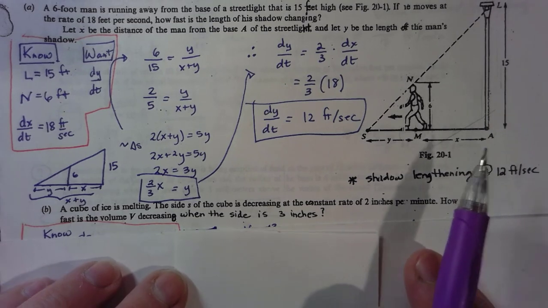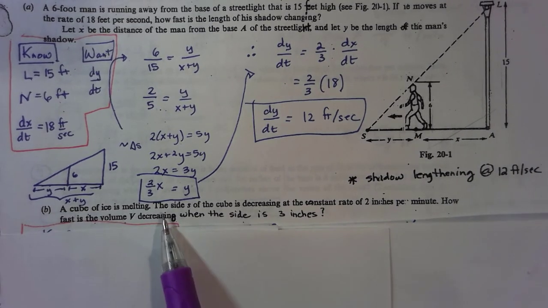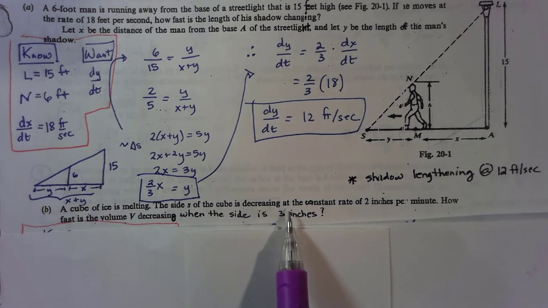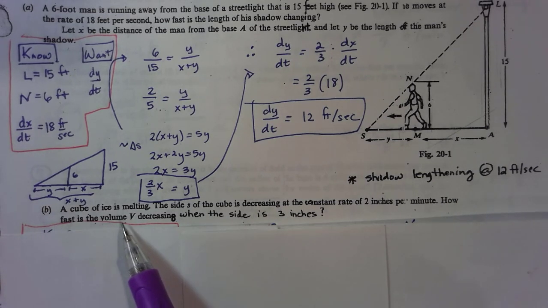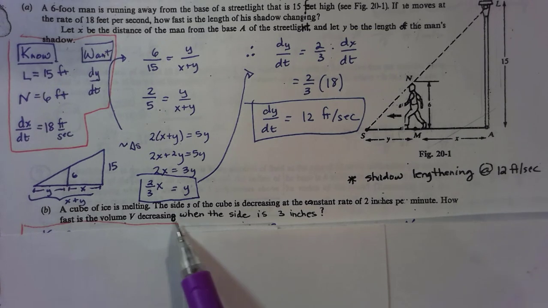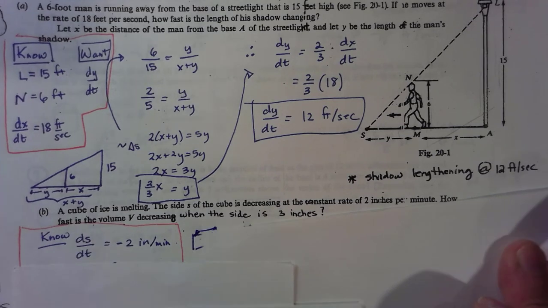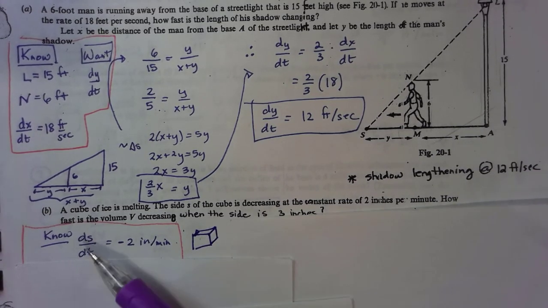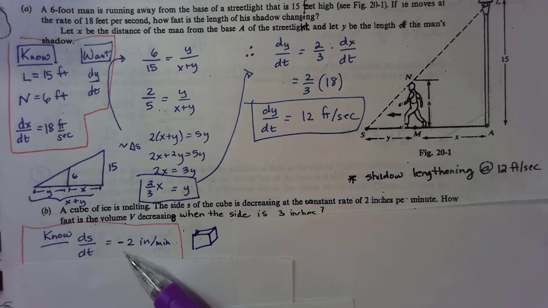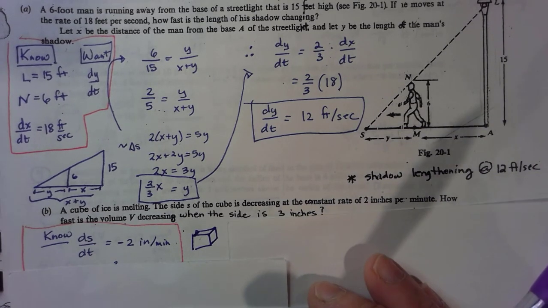All right, let's do one more. A cube of ice is melting. The side S of the cube is decreasing at a constant rate of 2 inches per minute. How fast is the volume V decreasing when the side is 3 inches? So I like to draw a picture. There's my cube, ds dt is decreasing, negative 2 inches per minute. It's a big old block of ice, right?